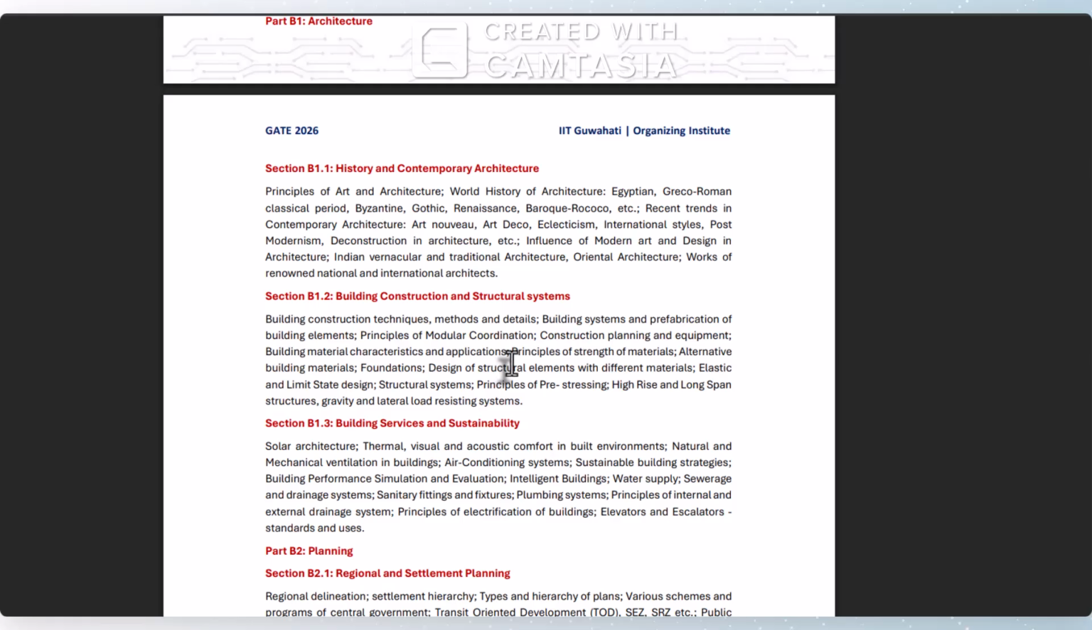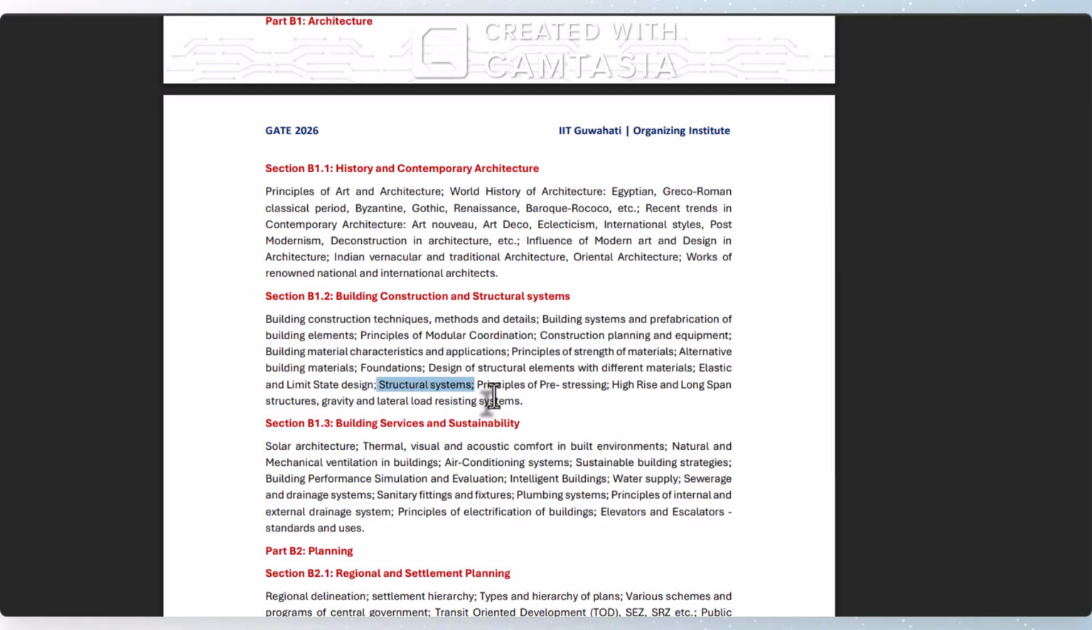Then structural systems. Then it comes with which is most technical part, foundation and structural elements with different materials, elastic and limit state design, principles of pre-stressing, high-rise and long span structures, gravity and lateral load resisting systems.